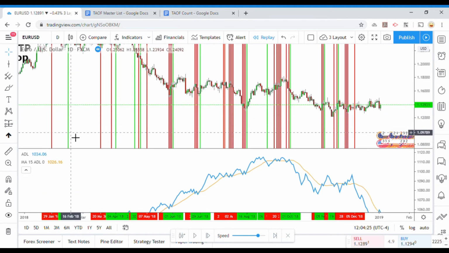So let's see, we got 46 trades, 1, 2, 3, 4, 5, 6, 7, 8, 9, 10, 11. We only have 11 winners. And so that puts it at about a 23% win rate. So that makes it officially the worst indicator that we have tested yet.